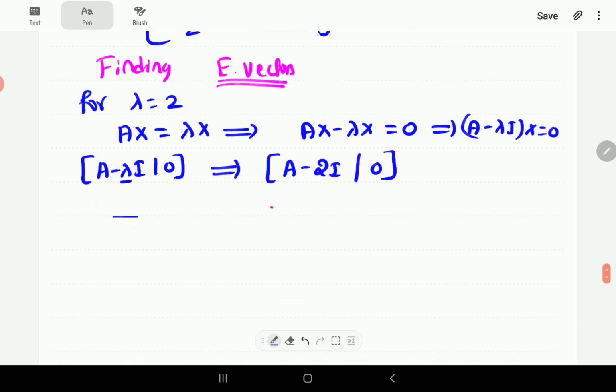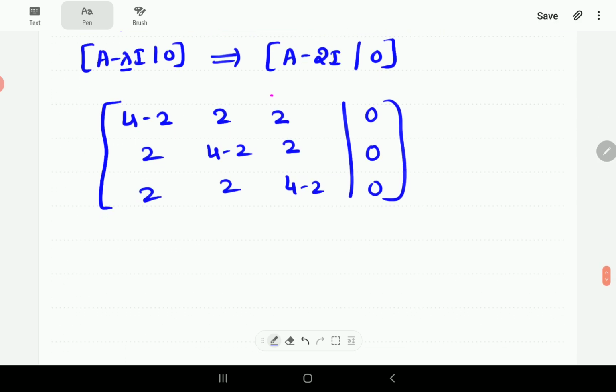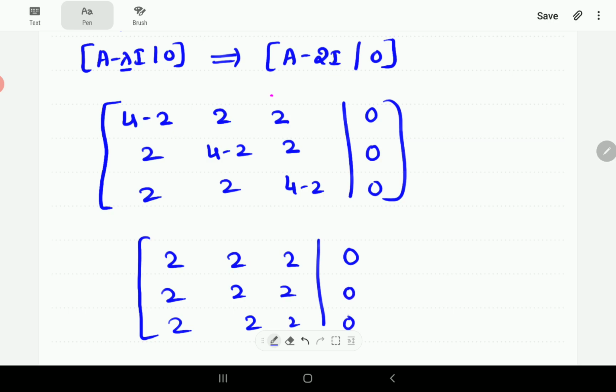Now let us convert our matrix into this. So A minus 2I will give you 4 minus 2, 2, 2. Then this is 2, 4 minus 2, 2. This is 2, 2, 4 minus 2, augmented with 0. Now this will be equal to 2, 2, 2. Every row we are getting here is 2, 2, 2. It's a beautiful matrix.